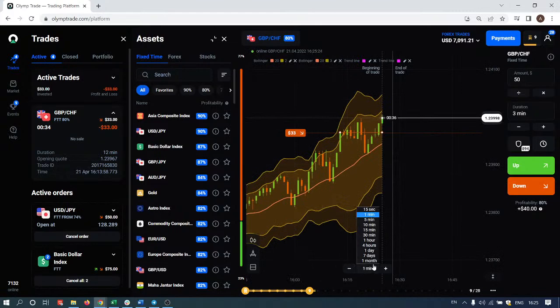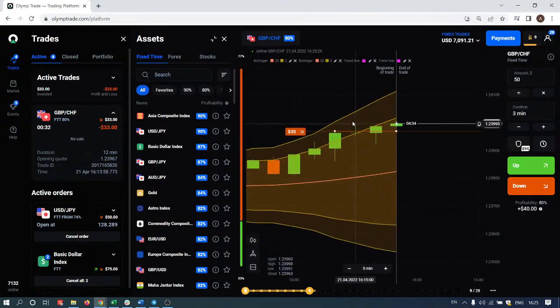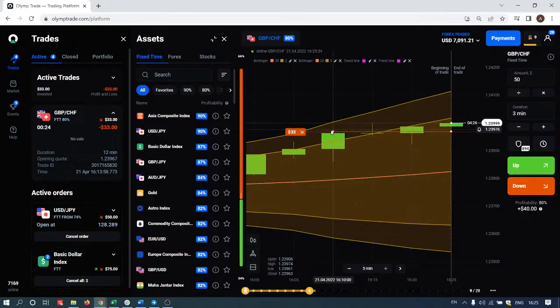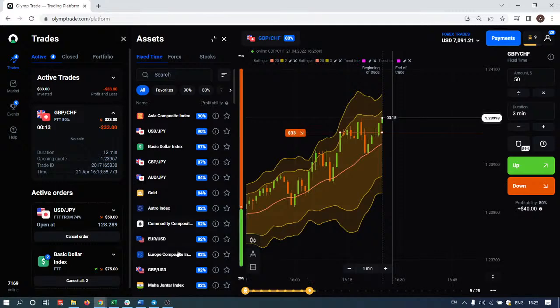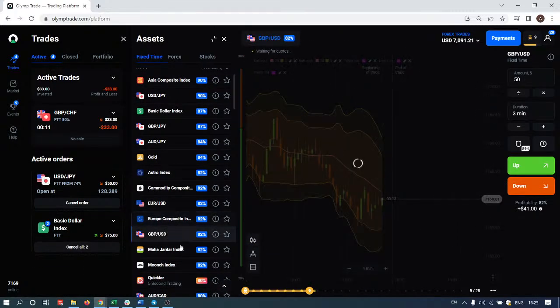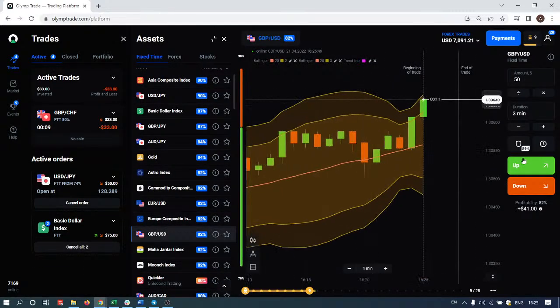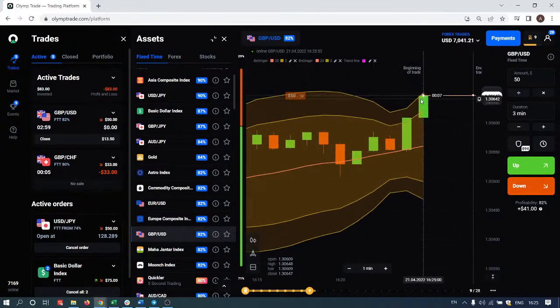Okay, so eventually, the trade opened at this price. That was not really the slow Bollinger, the second Bollinger. That was in between them somewhere. All right, let's try this one. So GBP USD. Yes, this one is good.